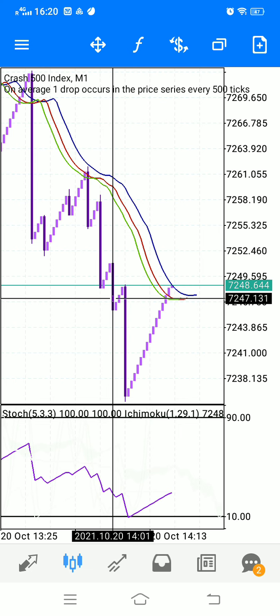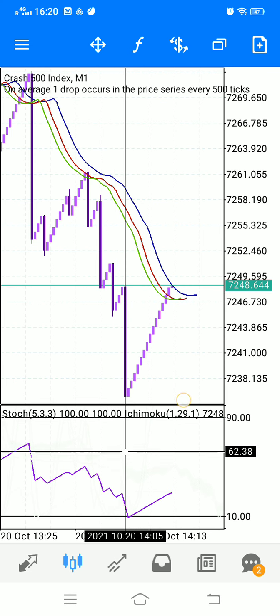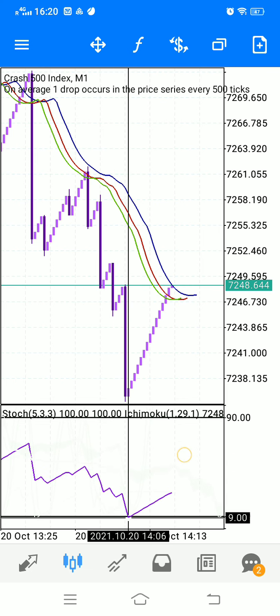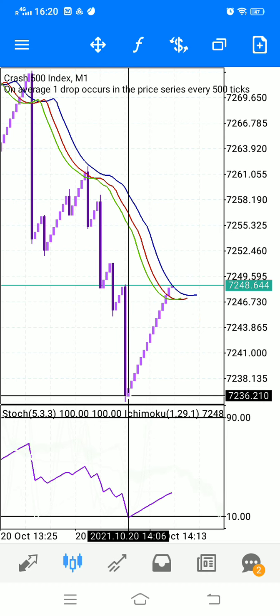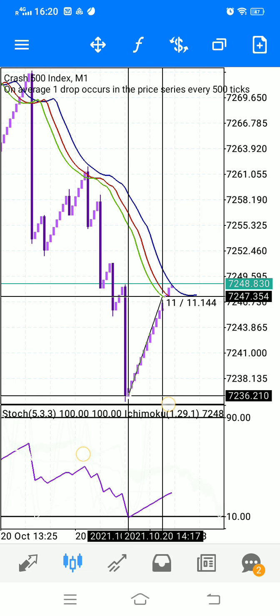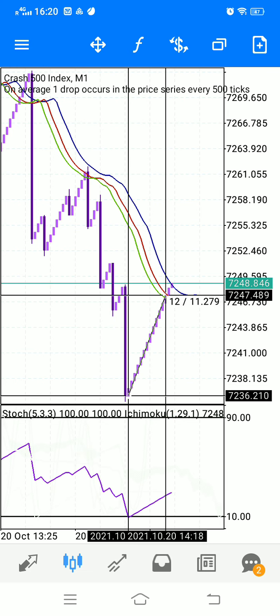So this would have been a perfect entry now after the crash happened. Yeah, we would have entered because we've reached level 10. We would have entered and we would have closed right over here with 12 candles. 12 candles profit.